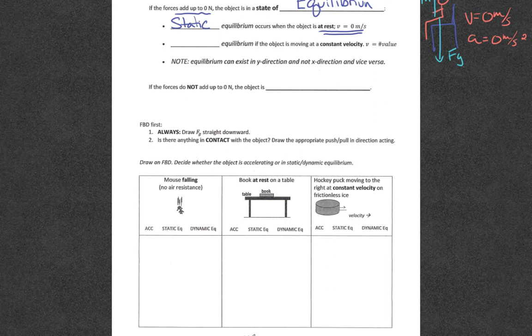You're not moving. There's also a different version. There's dynamic. Let me spell that right. D-Y-N-A-M-I-C. Dynamic equilibrium. That's another state where the sum of your forces is 0, but you have a constant velocity. And do you see how that works? It's another case where your net force is 0 and your acceleration is 0, but you're moving along at a steady rate. So if the forces do not add up to 0, the object is not at equilibrium.